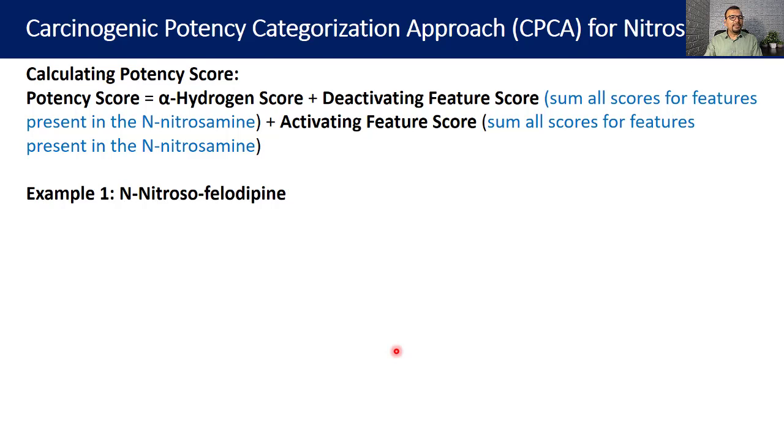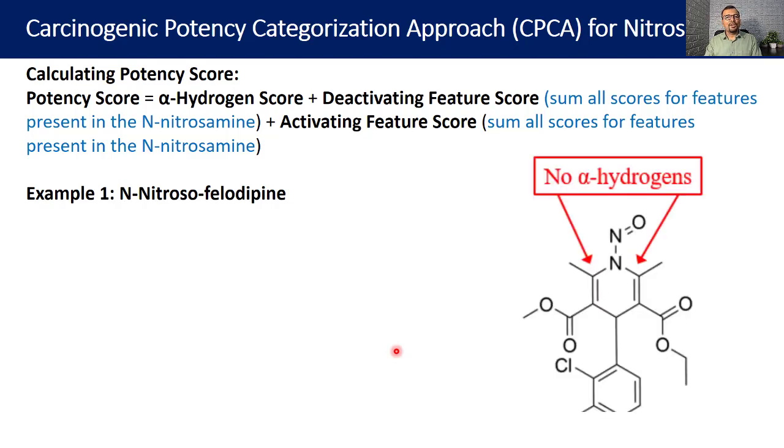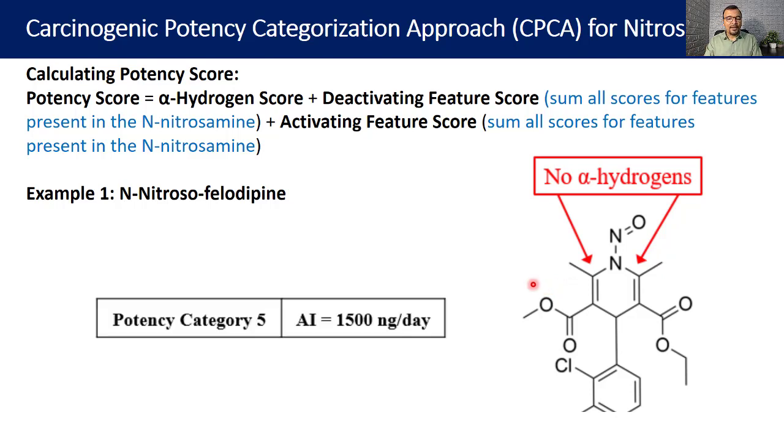The first example is N-nitrosophyllodipine. And here is the structure of N-nitrosophyllodipine. You can see that there is no hydrogen on the alpha carbon. And if there is no hydrogen on alpha carbon, the compound can be categorized as category 5. The potency category of the compound is going to be category 5.